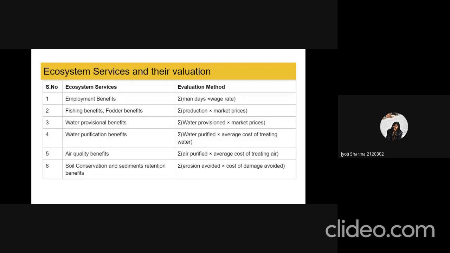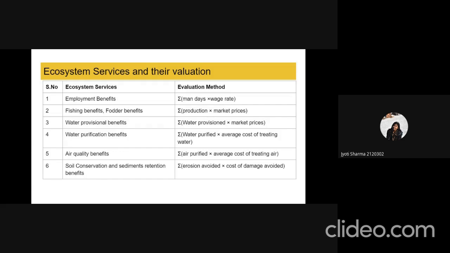Okay, if we want to estimate the fishing benefit or the fodder benefit, then what we can do is multiply how much production we got by the market price. Then if we have the water provisioning benefit, how much water we are getting from that ecosystem, multiplied by the market price. If an ecosystem is doing water purification, how much money are we saving by this purification? This will be how much water you purified, multiplied by the average cost of treating that water.